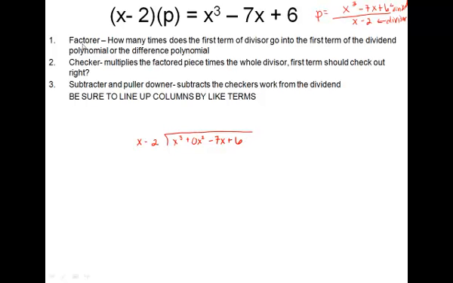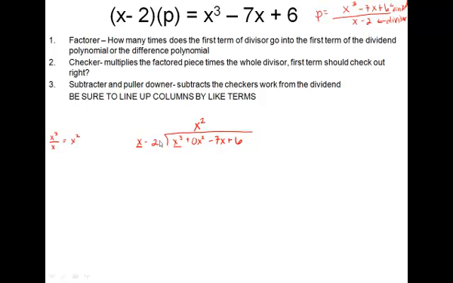So I'm going to start with the factor's job, or this first step, and I'm going to ask how many times does the first term in the divisor go into the first term of the dividend. So we're going to ask ourselves, x times what is equal to x to the third? So I'm just going to divide those. And what I will get is just x squared. So I'll put that in the proper column, and that was the first job completed.